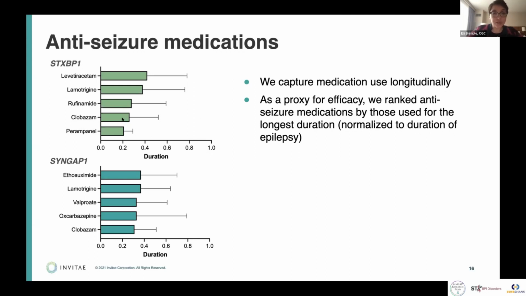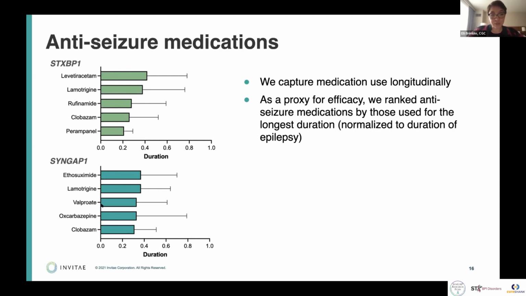So in these graphs, we're looking at the duration of medication use normalized to the duration of epilepsy, and we see some differences here. So in STXBP1, we see a couple of new medications that were not necessarily the most commonly prescribed, but they did appear to be used for a longer duration compared to the full number of different seizure medications that were employed. And the same here with SYNGAP1.